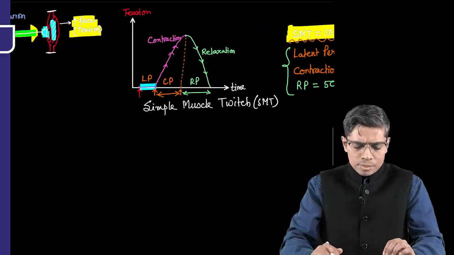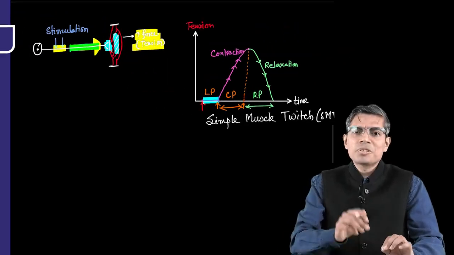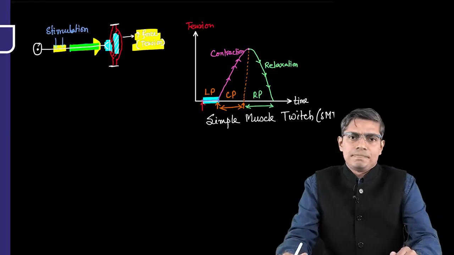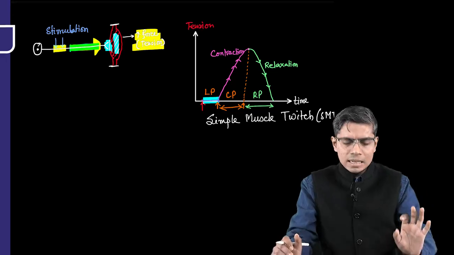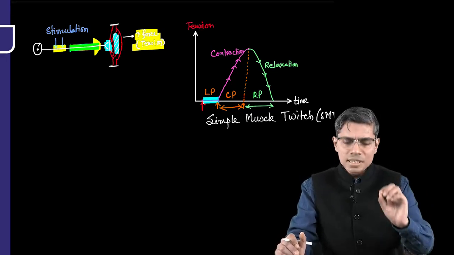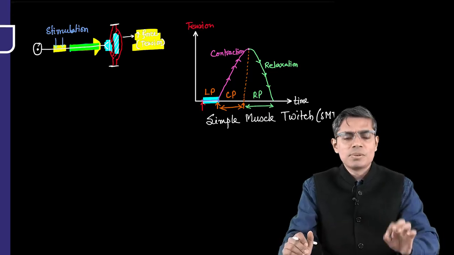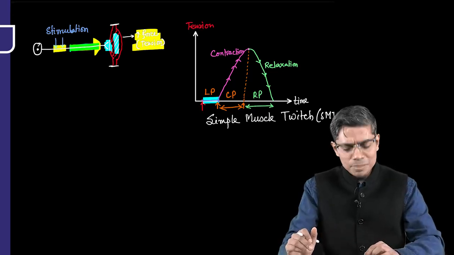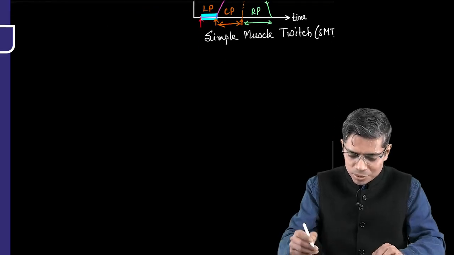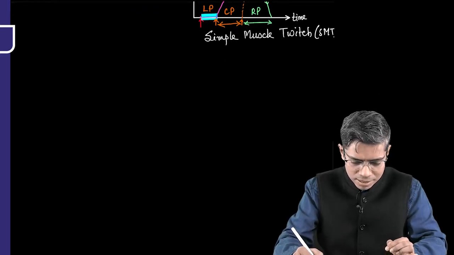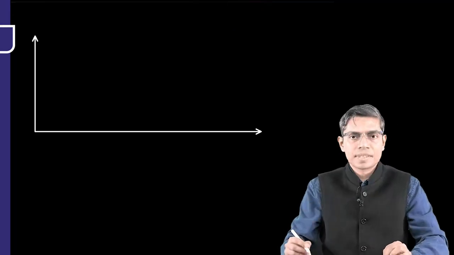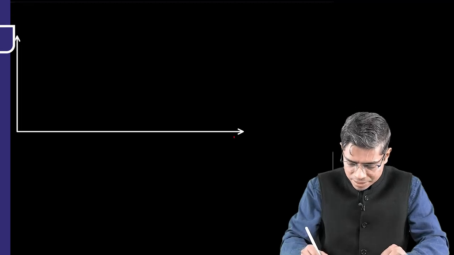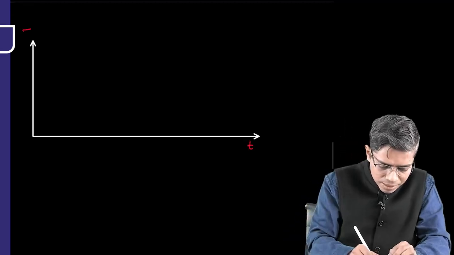Now my mood is that I am going to stimulate this muscle multiple times. I am in a very good mood and I want to see what is going to happen if I stimulate this muscle multiple times. Simple, right? We want to understand that with the help of a diagram. So this is the graph, this is the time axis, and this is the tension axis.